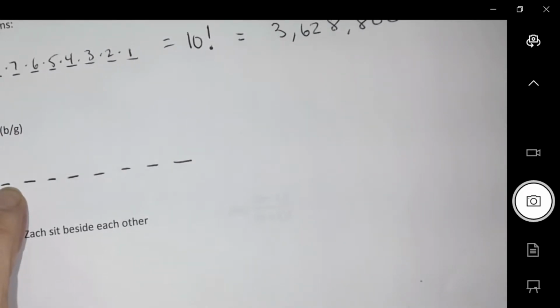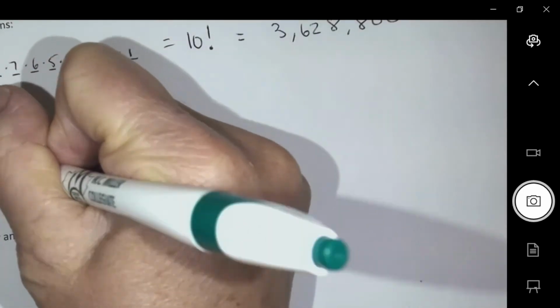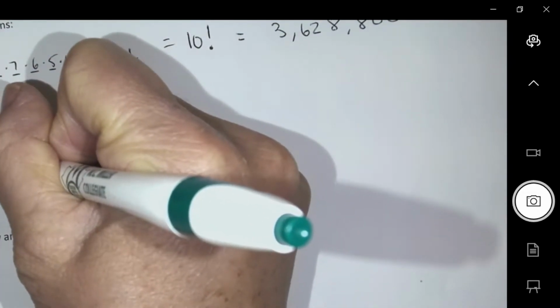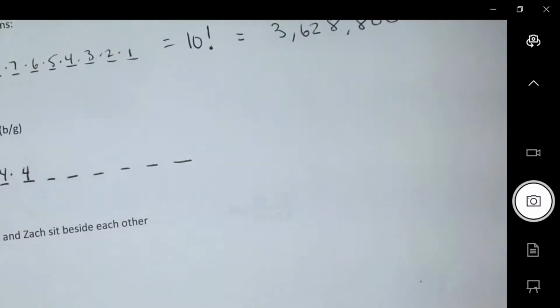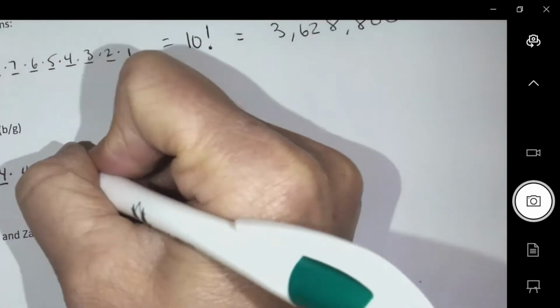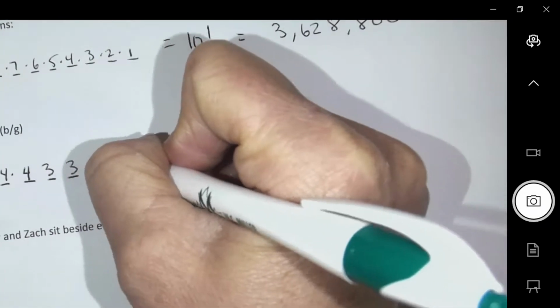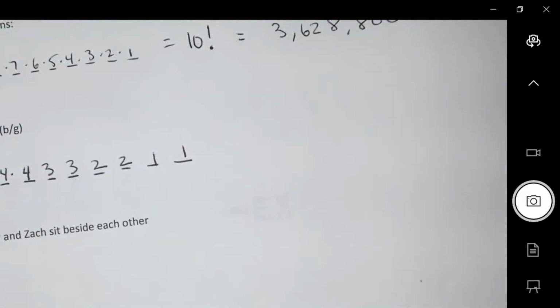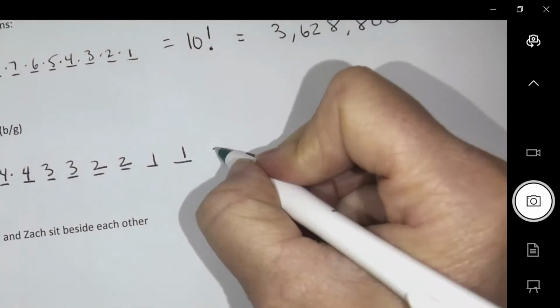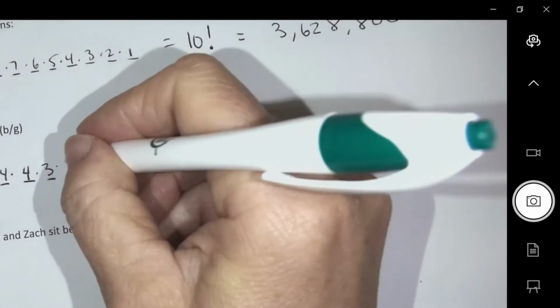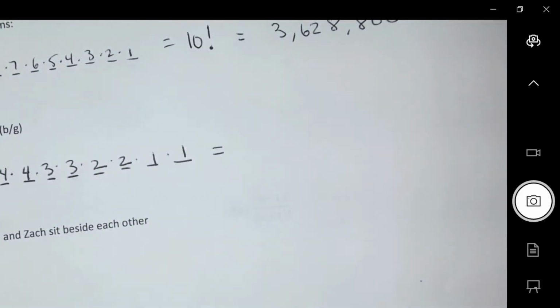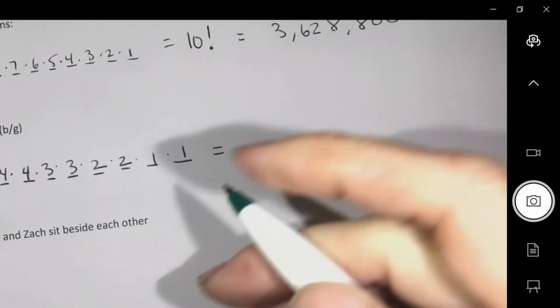So how many options do I have now for girls? 4. Now I'm back to a boy, so I have 4 boys left. You see how it's going to continue? 3 girls, 3 boys. 2 girls, 2 boys, 1 and 1. Okay, you can multiply that all out. Or if you want something faster, I can show you how to do this faster.